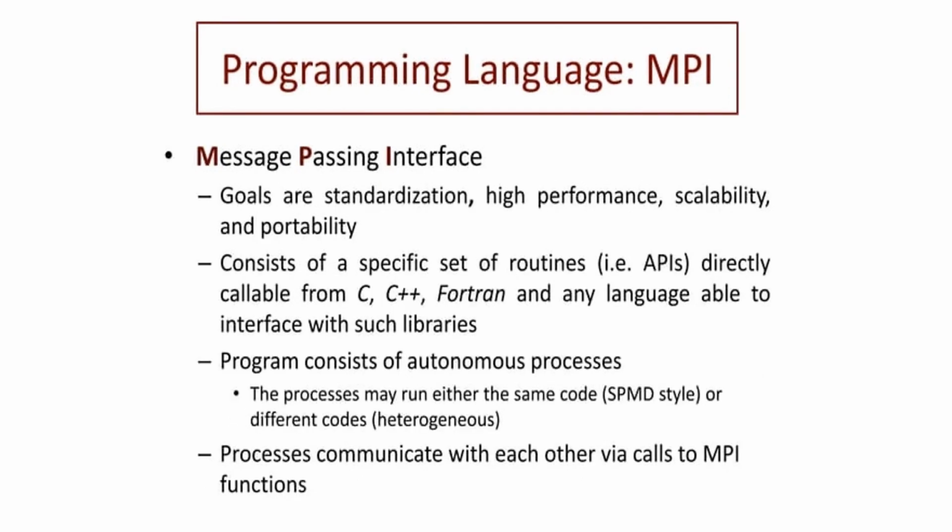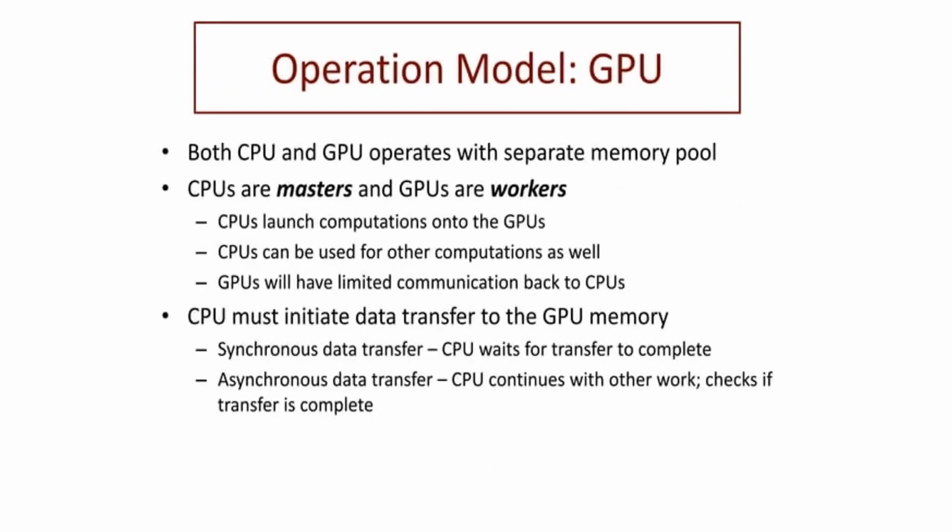Goals are standardization, high performance, scalability, and portability. Consists of a specific set of routines, that is APIs, directly callable from C, C++, Fortran, and any language able to interface with such libraries. Program consists of autonomous processes. These processes may run either the same code or different codes. Processes communicate with each other via calls to MPI functions.